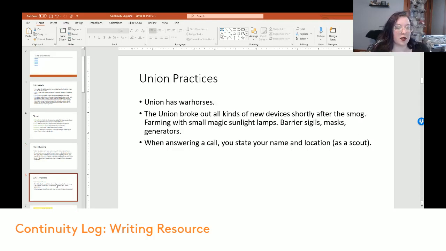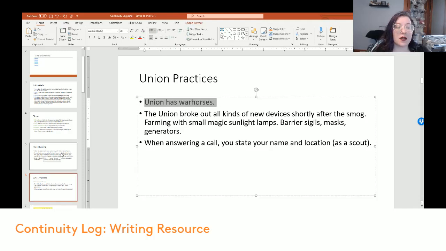And specific union practices, which I made its own thing, some of it's repetition. And that's fine, because if I'm looking for union practices, I wouldn't necessarily go to the world building slide to look for it. So this is just a quick reminder to me that that's what they have, and it goes from there.